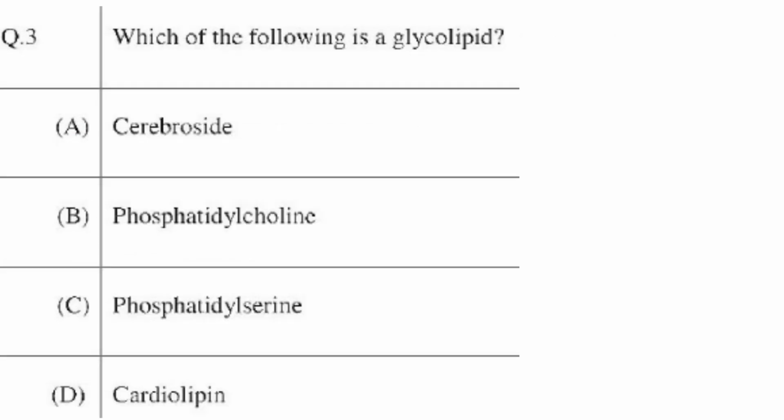Then next one, which of the following is a glycolipid? Yes, cerebroside. Cerebroside is a glycolipid. It consists of ceramide, sphingosine, and sugar moiety, which may be either a glucose or a galactose.